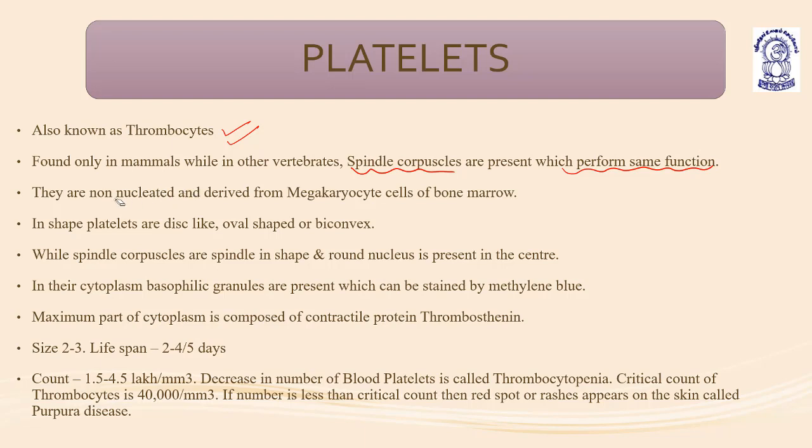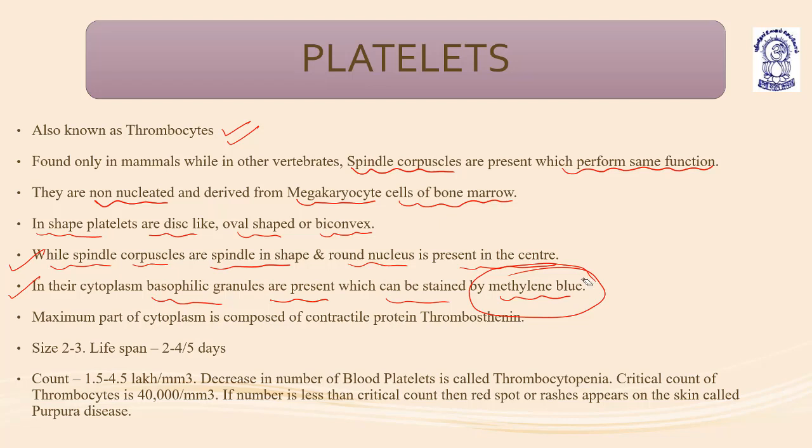They are non-nucleated and derived from megakaryocytes, very large cells of the bone marrow. Okay. Platelets are disc-like, oval-shaped or biconvex. These are the probable shapes. While spindle corpuscles are spindle in shape and a round nucleus is present in the center. In their cytoplasm, basophilic granules are present which can be stained by methylene blue. So platelets can be stained by methylene blue, because it is a basophilic granule.